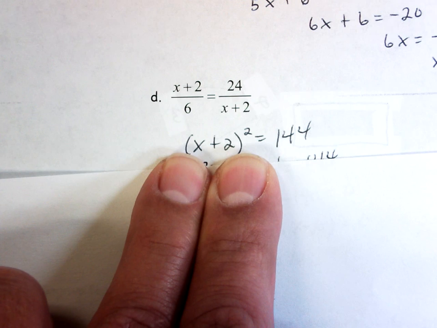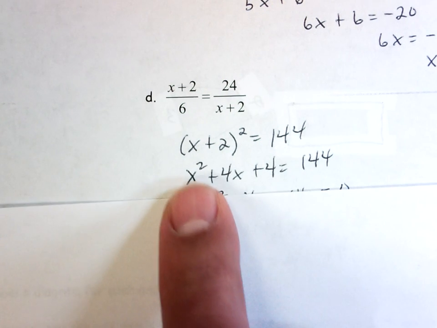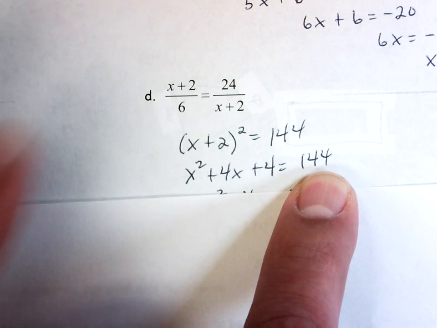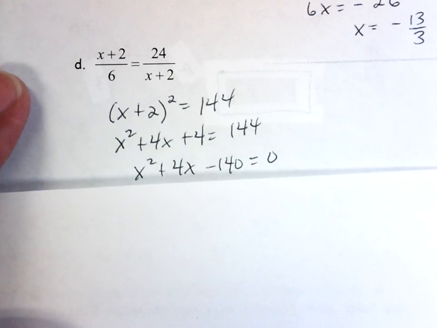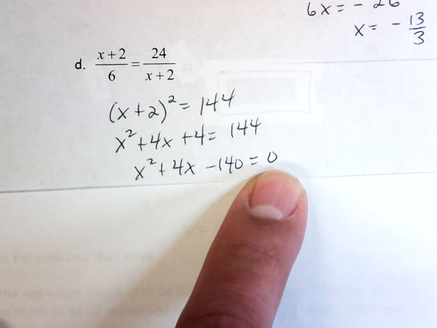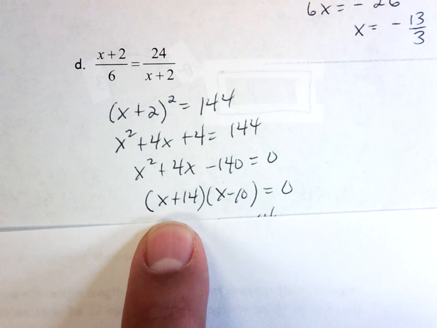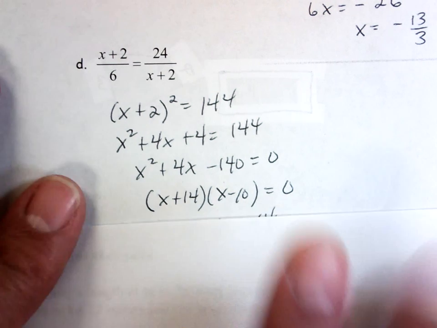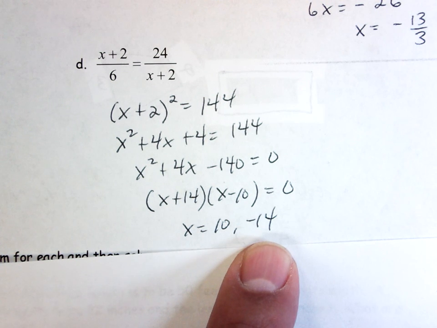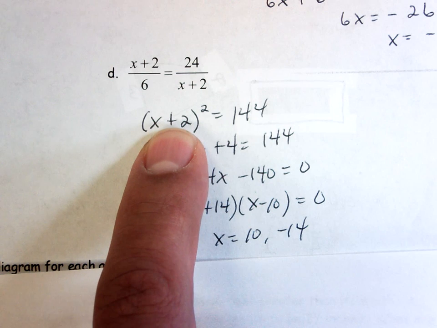That's the way I would do it, but I'm going to go in and work this out. If I square x plus 2, I get x squared plus 4x plus 4 equals 144. I subtract 144 from both sides, and I get x squared plus 4x minus 140 equals 0. Now I factor this, and I get x plus 14 and x minus 10. So x has to be equal to 10 or negative 14, which is what I would have got up here had I just set x plus 2 equal to 12.